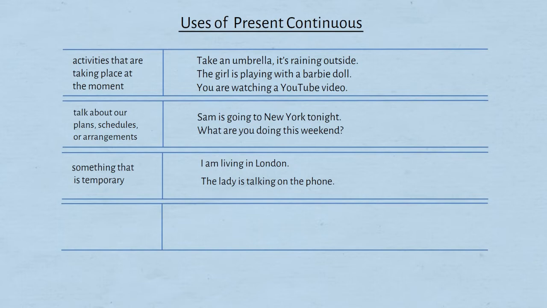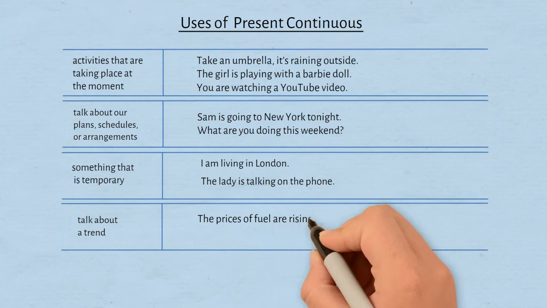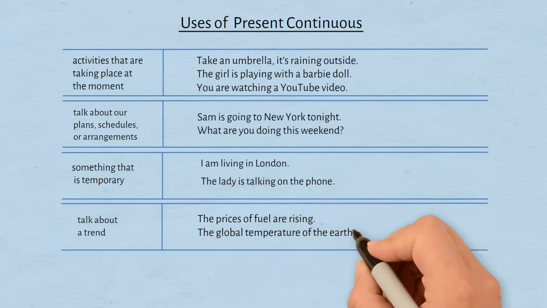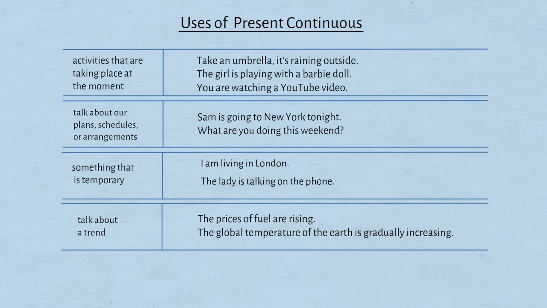Sometimes we also use this tense to talk about a trend. The prices of fuel are rising. The global temperature of the earth is gradually increasing. In both these sentences, we are trying to show some trend, and we can do so by using the present continuous tense.